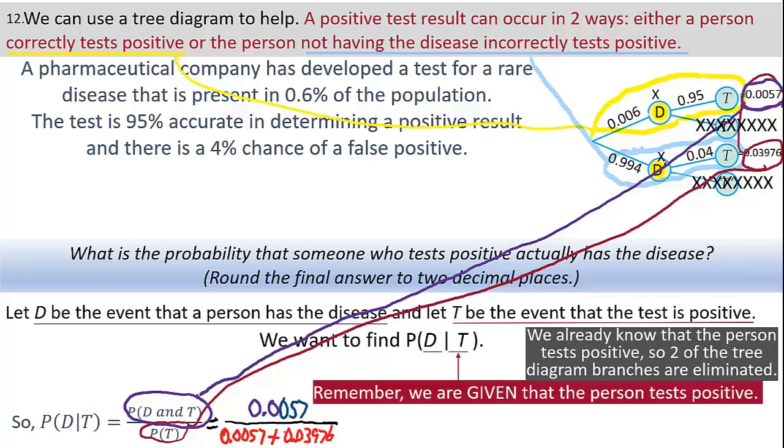So the probability you have the disease given that you tested positive is going to be 0.0057 divided by the sum of 0.0057 and 0.03976. And if you do the arithmetic, it comes out to be approximately 0.12538, which rounded to 2 decimal places would be 0.13, which is about 13%.